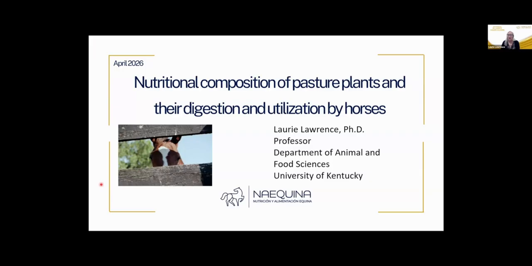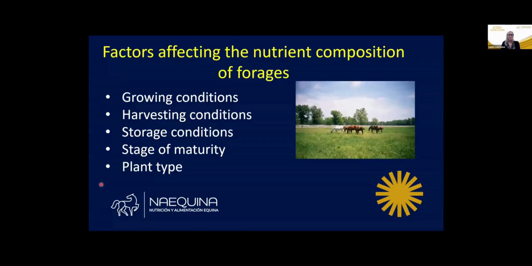And I've been asked to talk a little bit about the composition of different pasture plants, but also forages in general, and then a little bit about their digestion and utilization. Some of what you will hear from me is a repeat of what you've heard before, but I hope that's okay and that we all have the same basic theme.